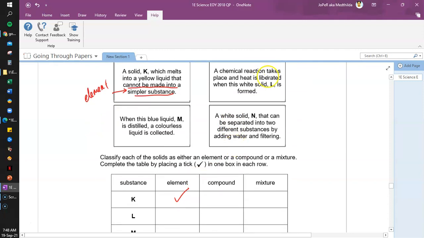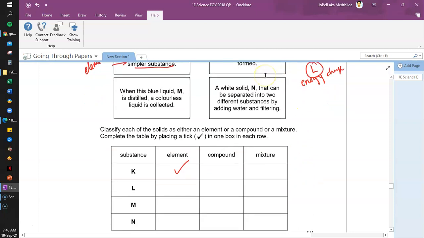Next, a chemical reaction takes place and heat is liberated when this white solid L is formed. So a chemical reaction happens when L is formed and there is an energy exchange or energy change. So you look at your chapter 4: when there's an energy change involved in forming the substance, typically this would be a compound.